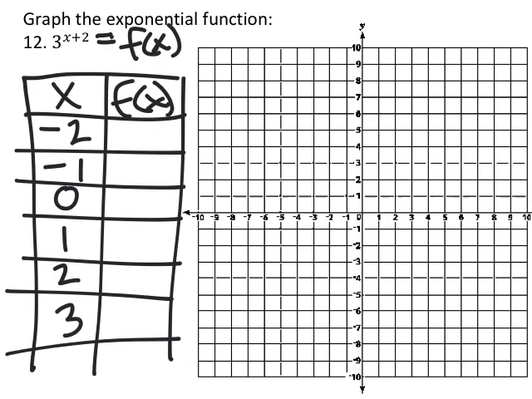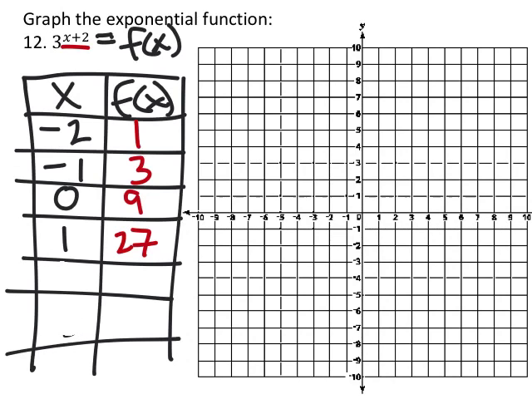So if x is negative 2, then I'd have a negative 2 plus 2, which is 0. 3 to the power of 0 is 1. If I use x as negative 1, then I get a negative 1 plus 2, which is 1. 3 to the power of 1 is 3. 3 to the power of 2 is 9. So I'm kind of skipping a couple here. And then we would have a 27. So that's going to take us off the chart there already.